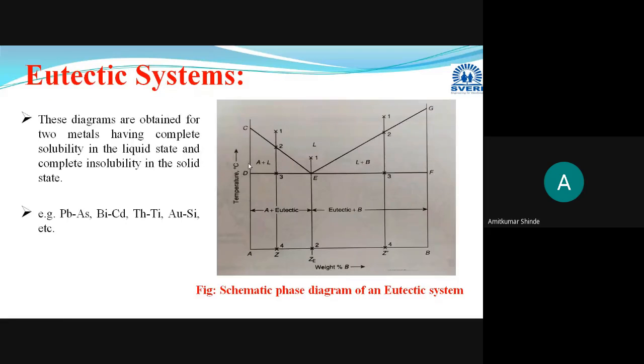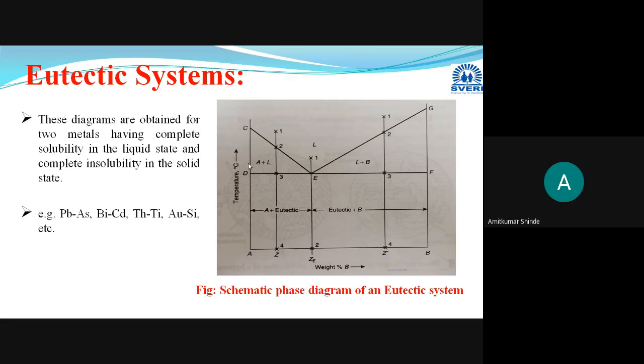The third type of phase diagram is the eutectic system. These types of diagrams are obtained for two metals which have complete solubility in each other in the liquid state, but are completely insoluble in each other in the solid state. For example, Pb-Sb, that is lead and antimony, Bi-Cd, that is bismuth and cadmium, Th-Ti, thorium and titanium, and Au-Si, gold and silicon.